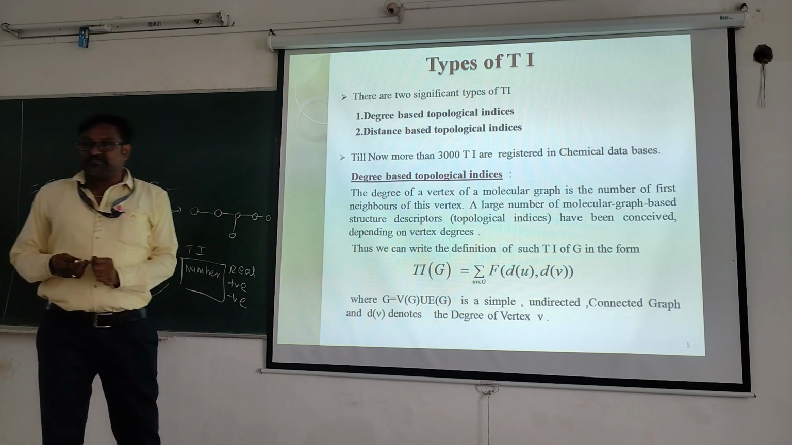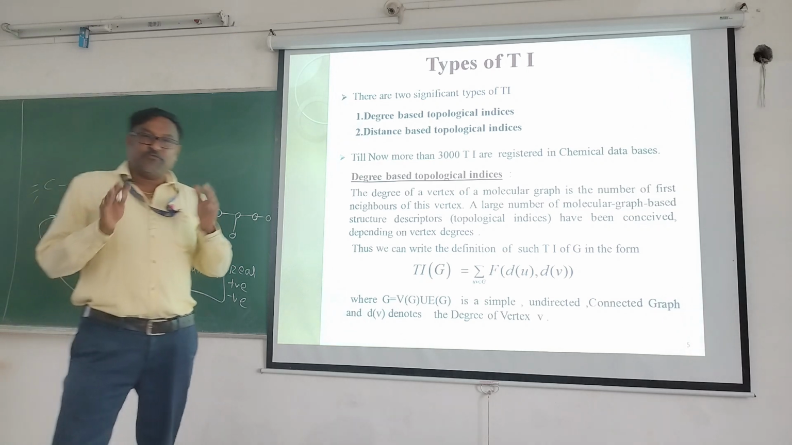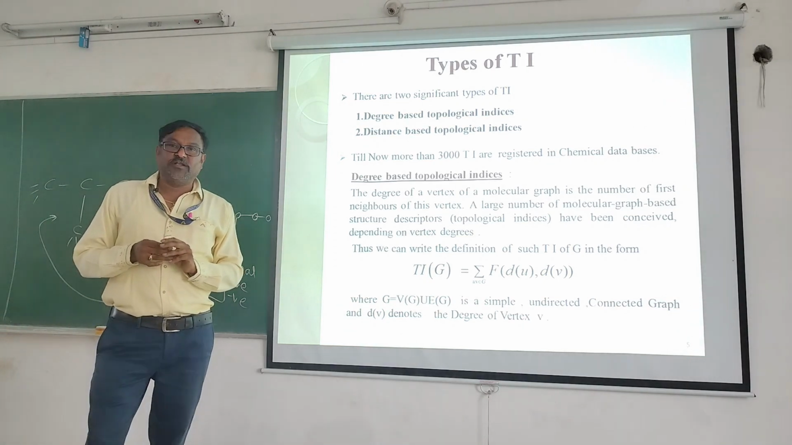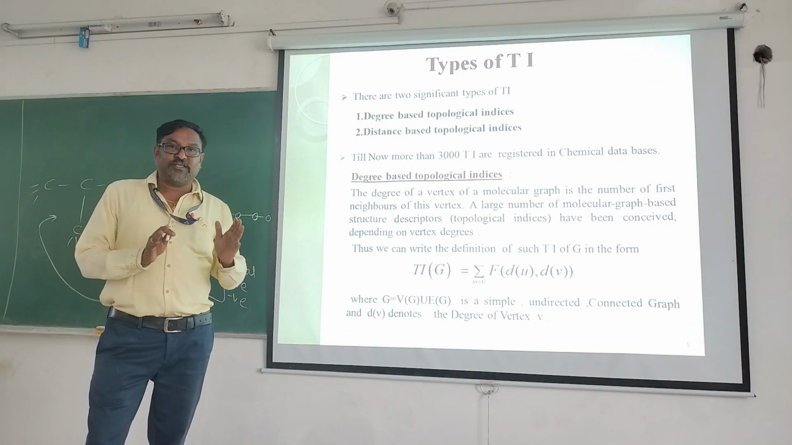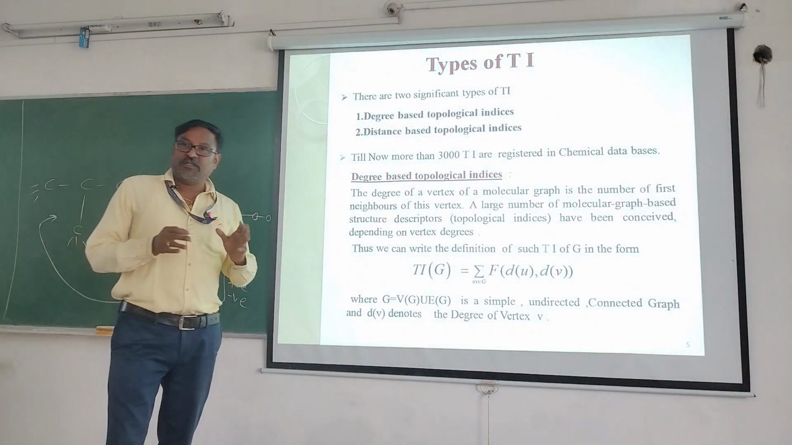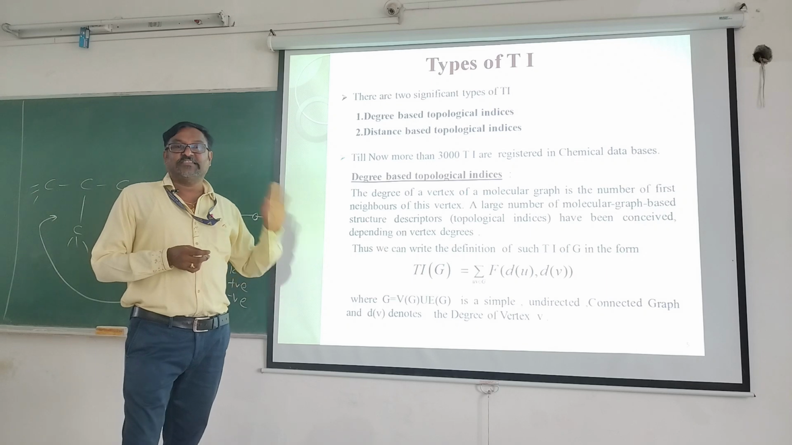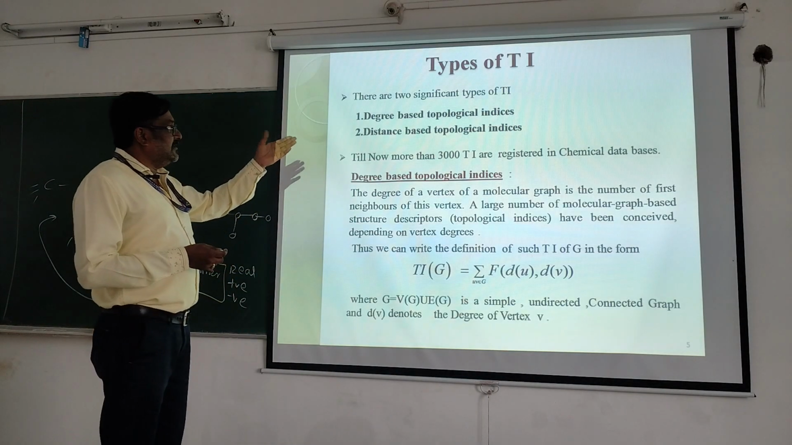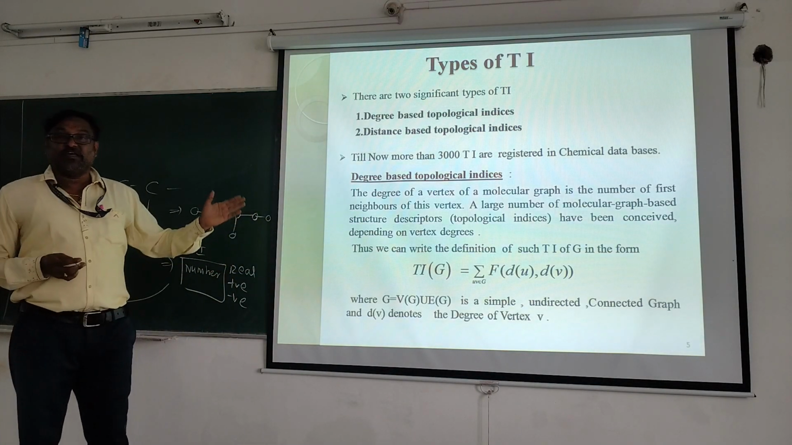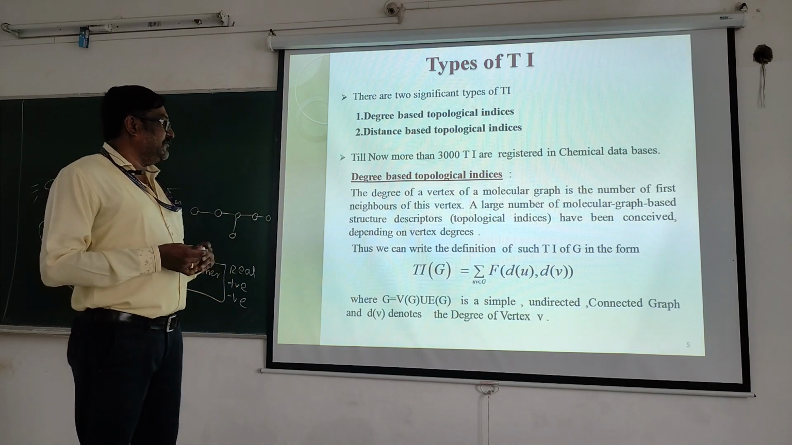In degree-based topological indices, we commonly concentrate on the degree of the vertex of the given graph. Then what is the degree of a vertex? The degree of a vertex is the number of first neighbors of the vertex in the same graph. Similarly, in distance-based topological indices, we deal with the distance of vertices along the edges in the given graph.